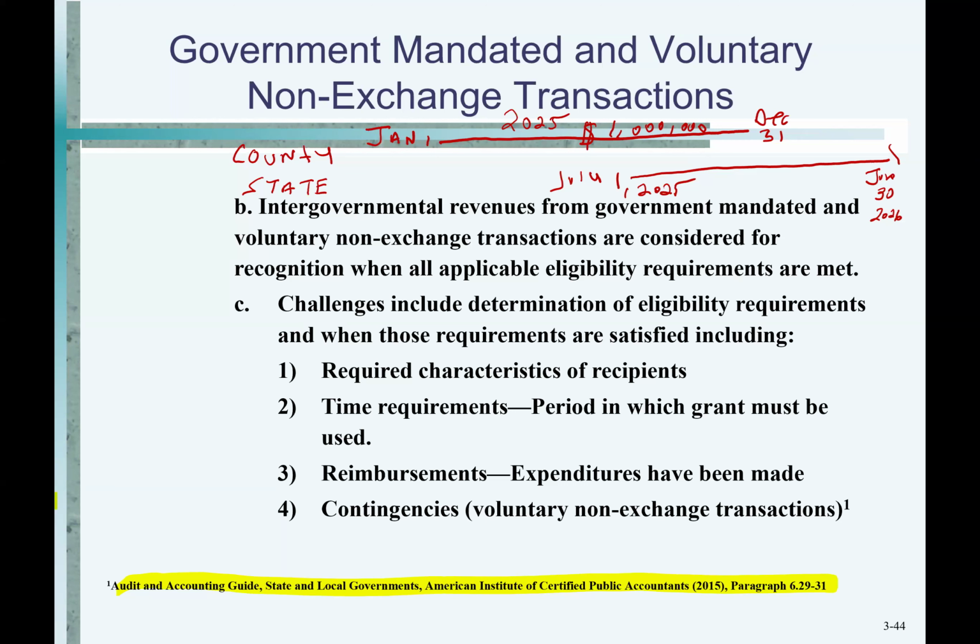They have to spend it during the state's fiscal year, which began July 1st, 2025, when they got the money. But they can still spend it all the way up through June 2026, because they have to spend it within that particular state fiscal year.